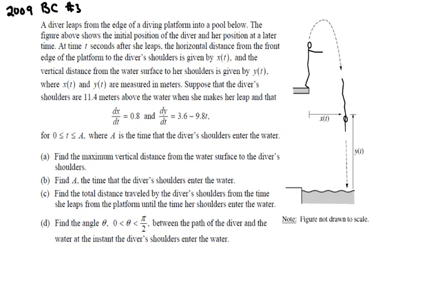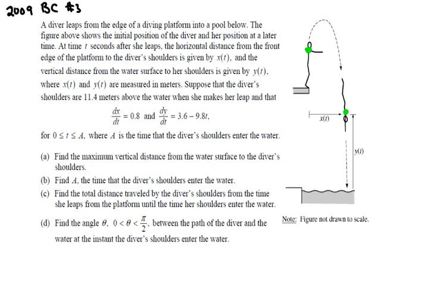so we're basically using the diver's shoulders as the one point that we're going to pay attention to in this case. So the horizontal distance from the edge of the platform to the diver's shoulders is given by x of t, and the vertical distance from the water surface to her shoulders is given by y of t, where x of t and y of t are measured in meters.